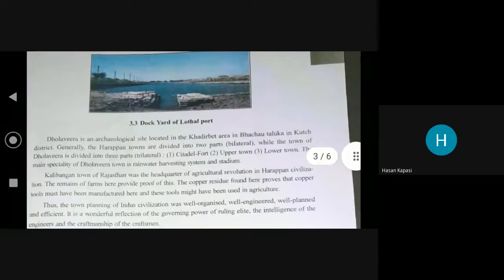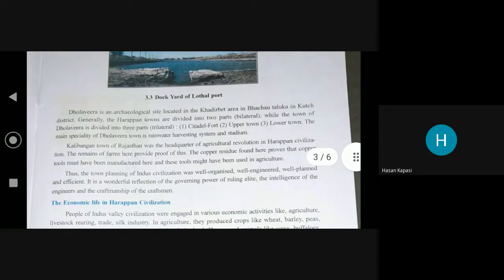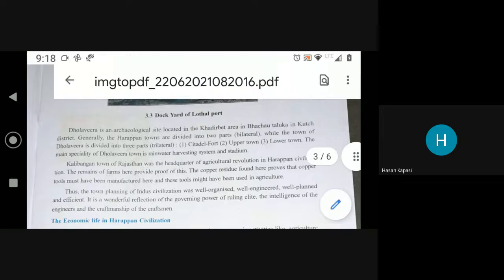Now we'll see the dockyard port of Lothal. Can you see this photo? Yes. Would you like to read this paragraph?